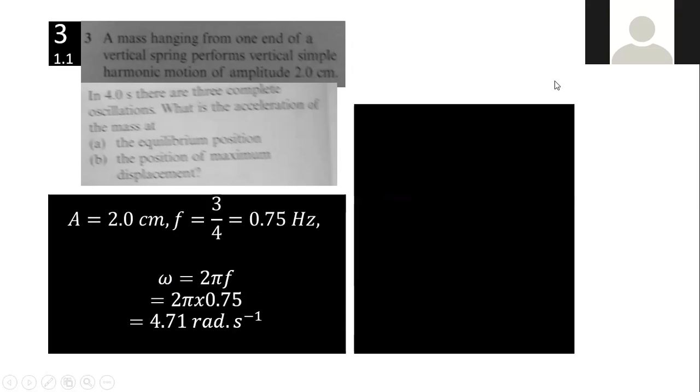You should be able to write down the amplitude. And then your total 3 complete oscillations in 4 seconds. So in 1 second, how many oscillations? 3 divided by 4. Should be able to get the frequency. Then omega is 2 pi f. Calculate your omega from there. So A is just A equals minus omega square x. So x equals 0, A is 0.